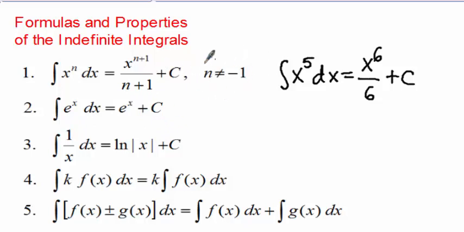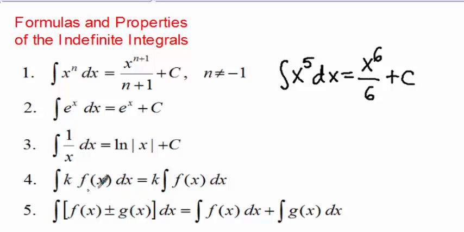The case that was omitted in rule number 1, n equals minus 1, is seen in number 3. For n equals minus 1, x to the minus 1 is 1 over x. Its integral is the natural logarithm of the absolute value of x plus c, because the derivative of the natural logarithm is 1 over x. 4 and 5 are general rules for functions f and g that are continuous.